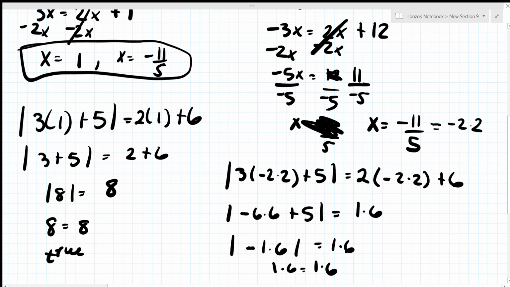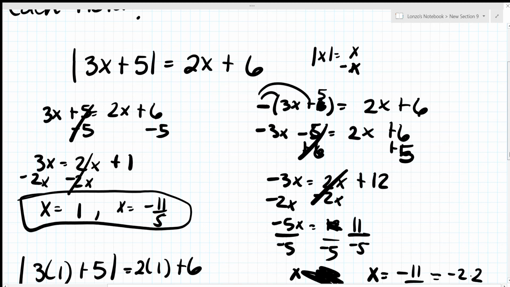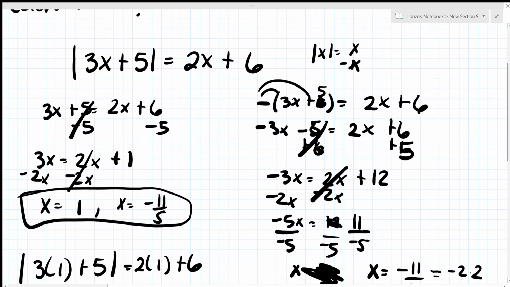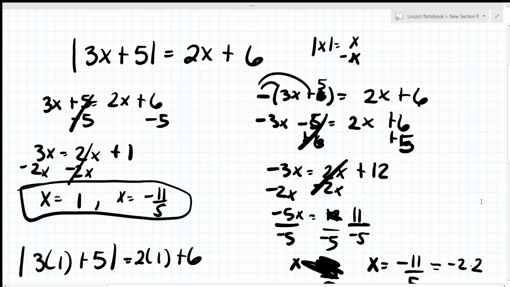So yeah, that's how you solve an absolute value with two cases. Just pretty much break it in two and then distribute a negative. So that wraps it up for this section.